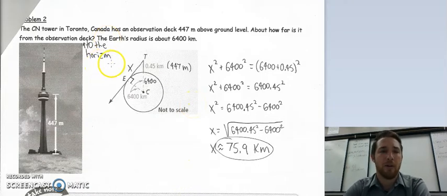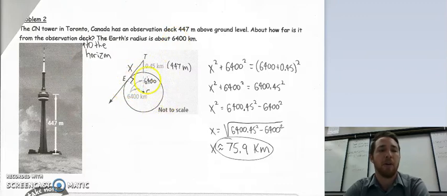Trying to work this out with a word problem. So we have a tower in Toronto going 447 meters above ground level. We want to figure out how far it is from the observation deck to the horizon. It's also giving us the Earth's radius, but basically everything I need is listed in this figure they've drawn out.